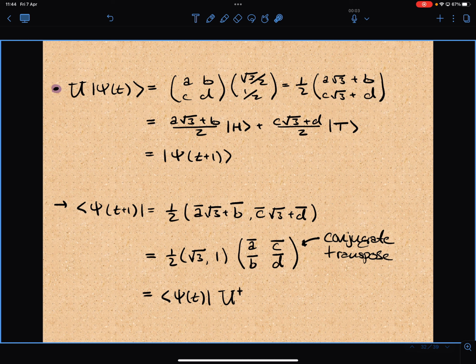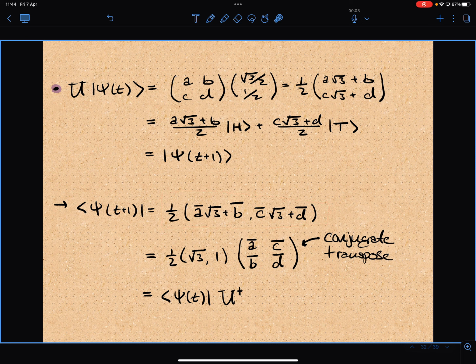So we have in coordinate form, we multiply things out. If we write it in this basis, h and t, we have this. And this is going to be psi of t plus 1. And we know how to take the dual of this. Just flip it and take the complex conjugate. And here we have this.